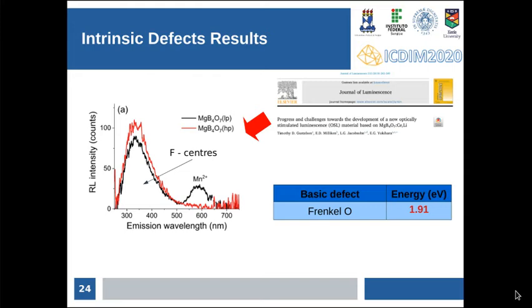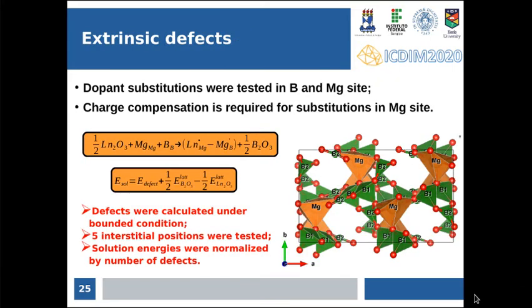So, as we have done for intrinsic defects, we tested all possible configurations for dopant substitution in boron and magnesium sites. Of course, in the case of substitution in the magnesium site, a charge compensation is required. Here is the solid reaction used in the defect.